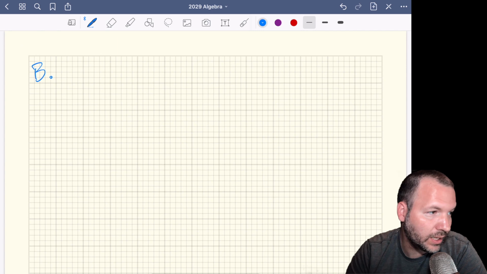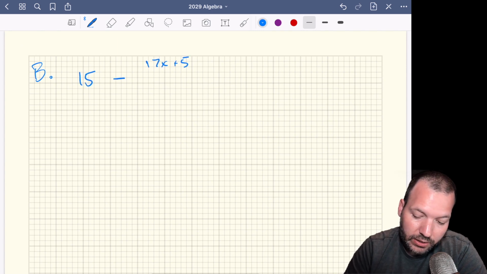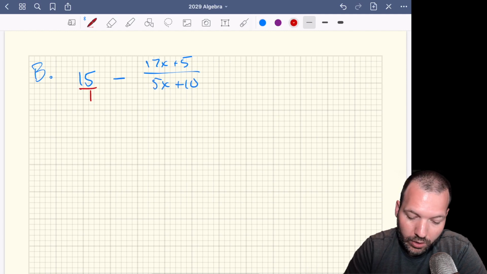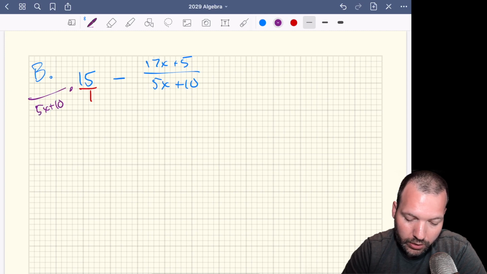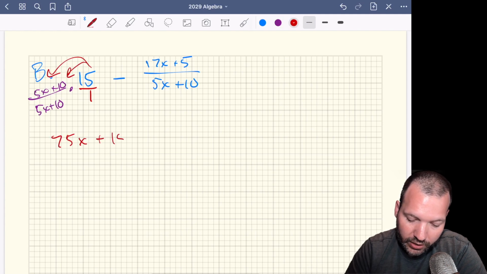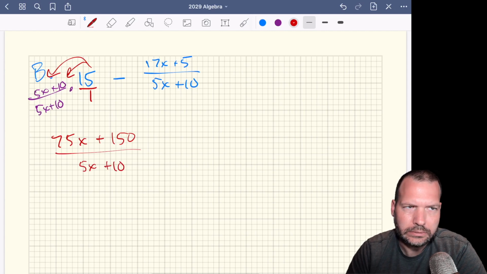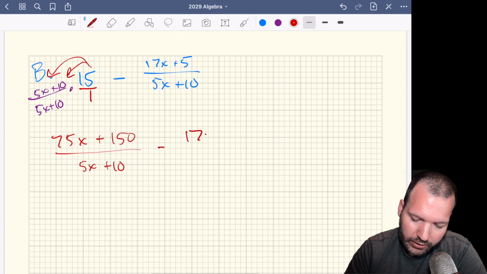Again, this one has a minus sign. That's why I want to look at it with you. 15 minus the quantity 17x plus 5 over 5x plus 10. Treat the 15 as 15 over 1. Common denominator will simply be 5x plus 10. Make sure to distribute. So that gives us 75x plus 150 over 5x plus 10, minus 17x plus 5 over 5x plus 10.